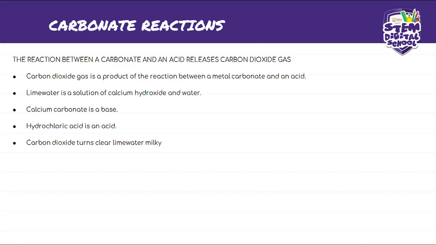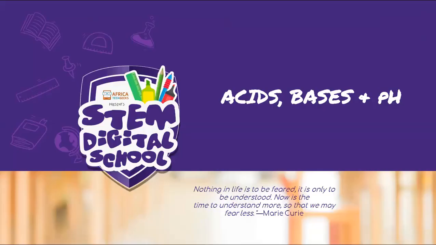Calcium carbonate is a base, HCl is an acid, and carbon dioxide turns clear lime water milky. So if you have a gas and you want to test whether it's carbon dioxide, and it turns lime water milky, then perfect. It tells you that that gas is carbon dioxide. Okay, so let's go on.